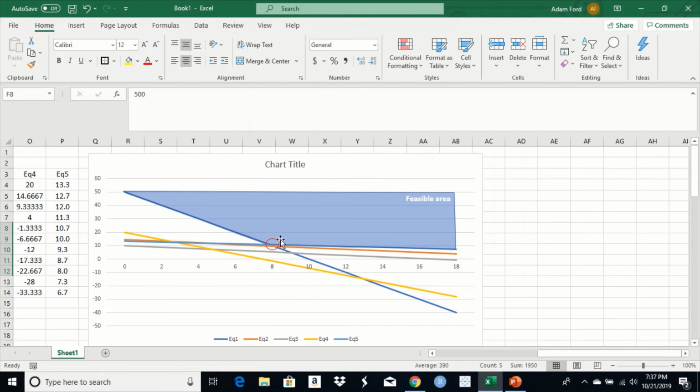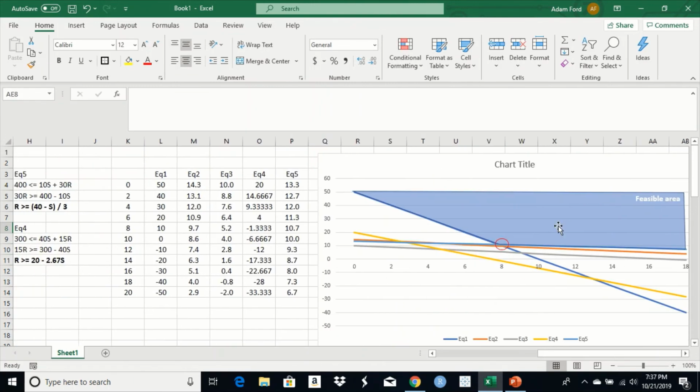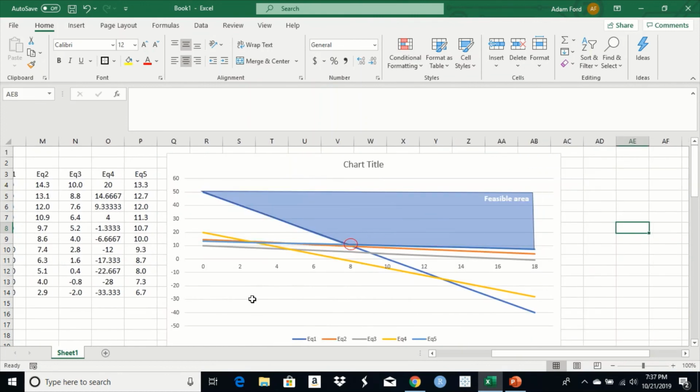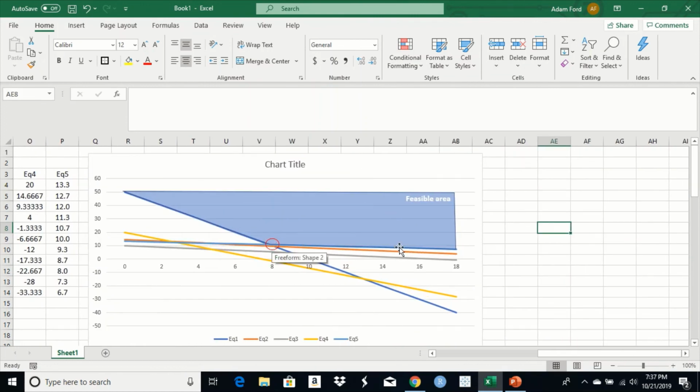As you can see, there's only one extreme point that borders the feasible area. We could look up here, but because these are non-negative, there's only one extreme point that borders it. Some of these others, like equation 4, never come close to the feasible area. Any suggestions that anyone has for how we can optimize this a little bit more?